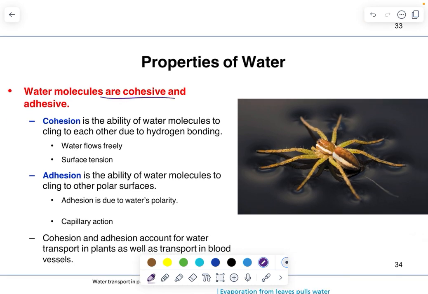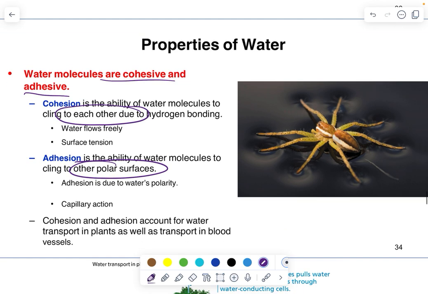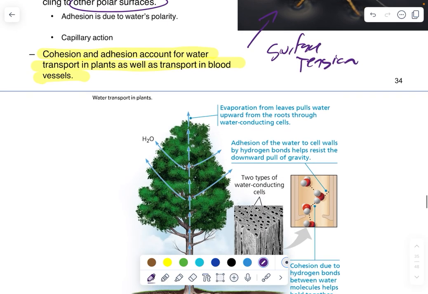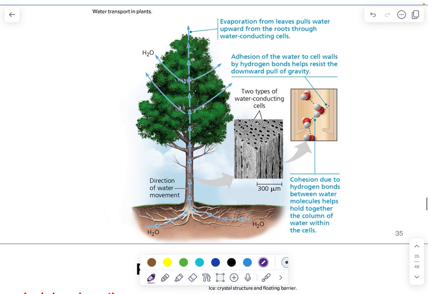Water molecules are cohesive and adhesive, which means water sticks to itself and water sticks to other polar substances. And this allows for water transport in plants. This is very important. It allows water transport in plants as well as transport in blood vessels. And this would be surface tension, which is created by these properties. Why is that important? Because water sticks to itself.